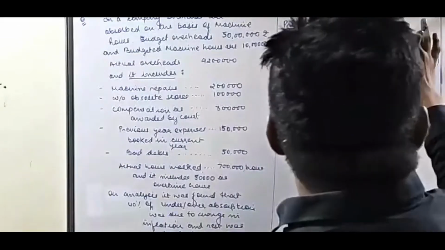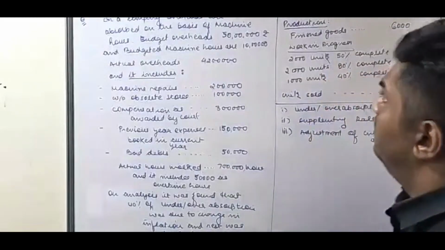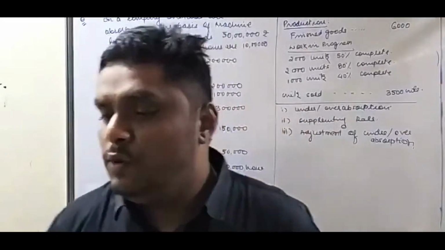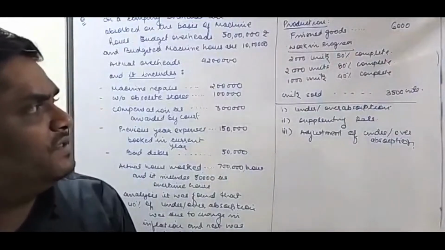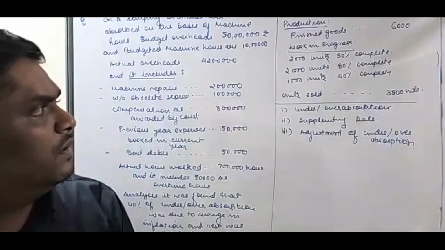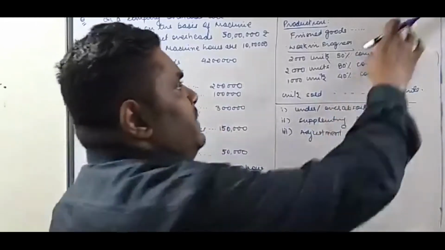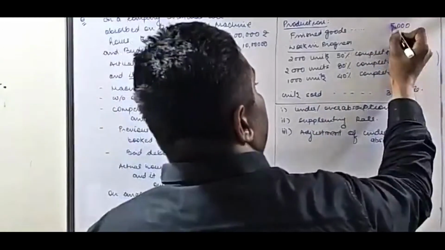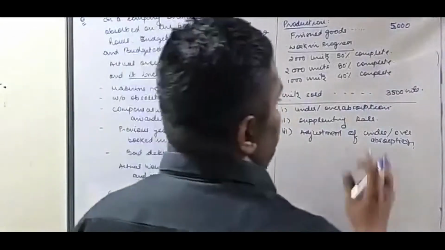A small change, sorry guys. The finished goods are 6,000. A small change in the solution to avoid the figures in decimal. Sorry, let it be 5,000. Okay, finished goods are 5,000 only, sorry.